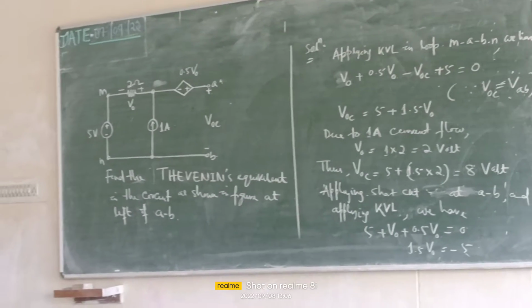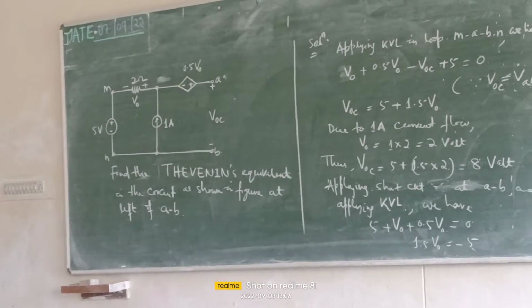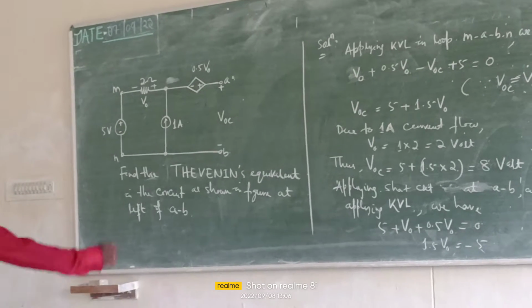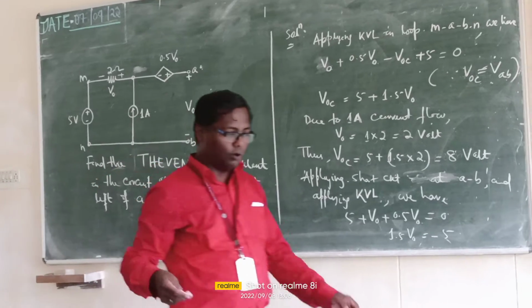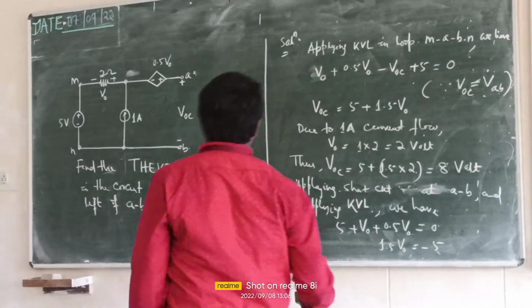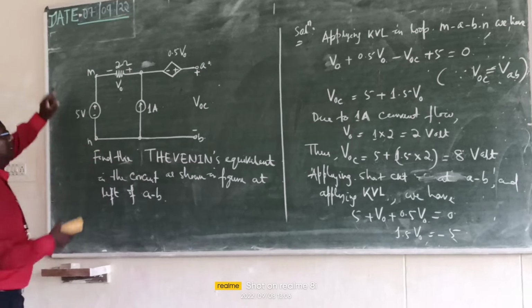Thevenin equivalent of this circuit. We have to find out the Thevenin equivalent of this particular circuit. Now you see, in this circuit, your dependent as well as independent sources are there.